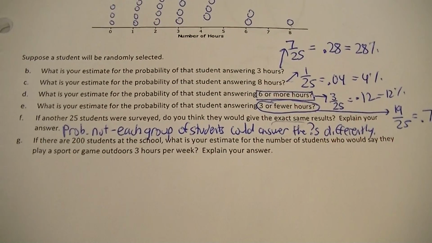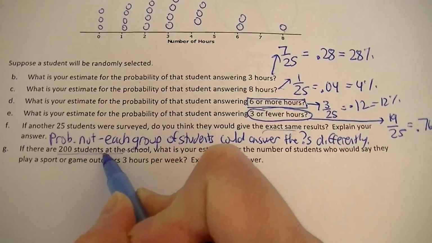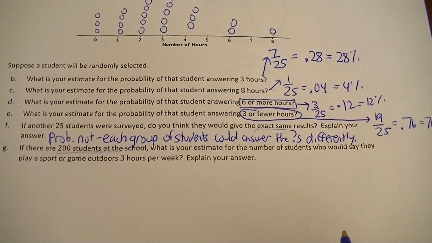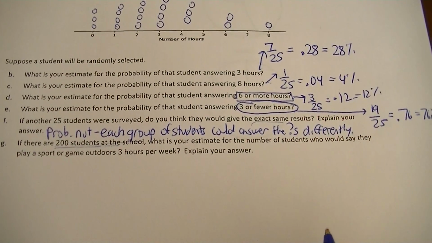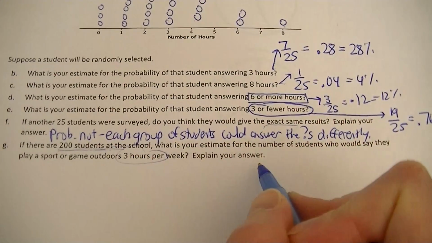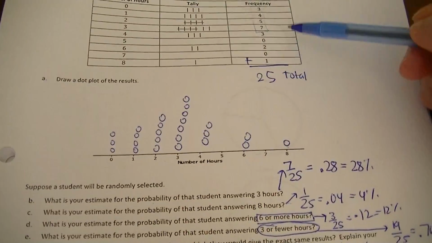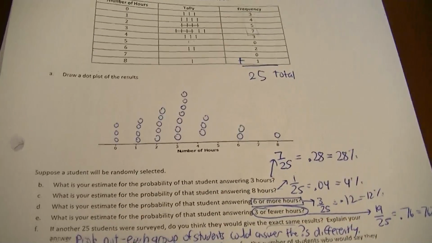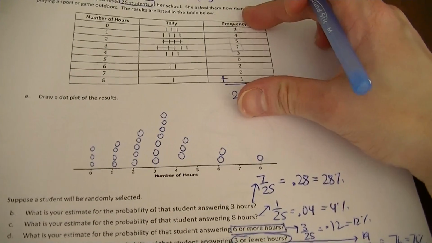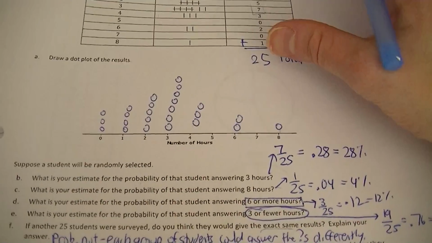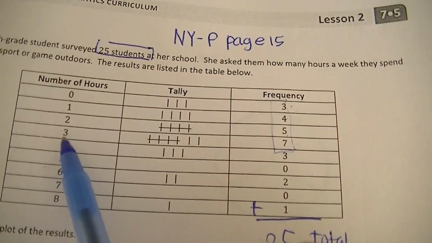Okay, the next one, G. If there are 200 students at the school, what's your estimate for the number of students who would say they play a sport or game outdoors 3 hours per week? Explain your answer. So remember, this is only 25 students, and it's telling us that there's 200 students right here. So we're going to go with the data that is given to us and use that to base our hypothesis on, okay? So they were concerned about 3 hours per week. So we're going to hone in on that 3 hours per week.